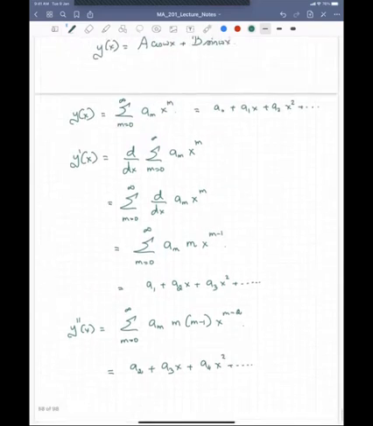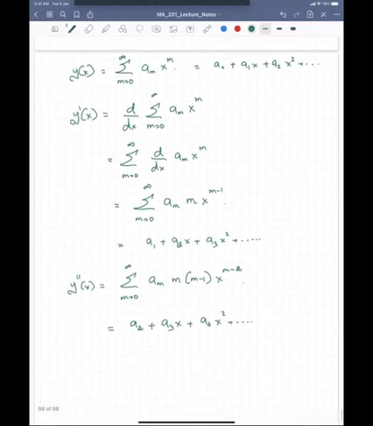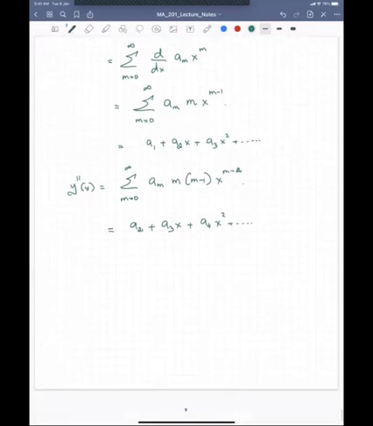But if you actually look at these, y of x, y prime of x, and y double prime of x are all simple series in x. They have coefficients of x to the 0, x to the 1, x to the 2, x to the 3, and so on. But the order of the coefficients has shifted by 1 unit and 2 units, right? In the first case, I had a0 plus a1x. In the second case, I have a1 plus a2x. In the third case, it is again shifted: I have a2 plus a3x, and so on.